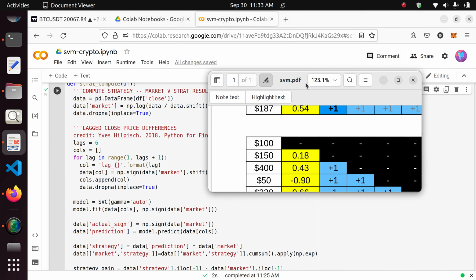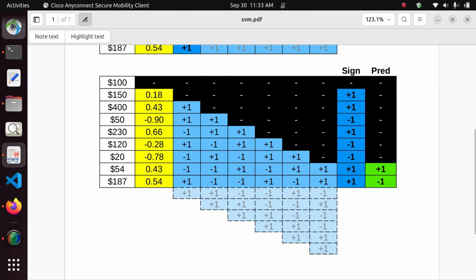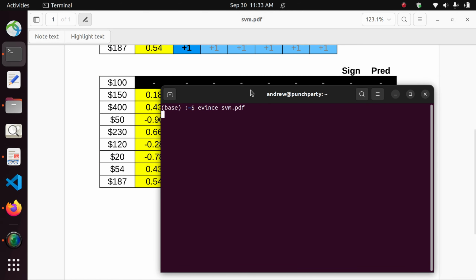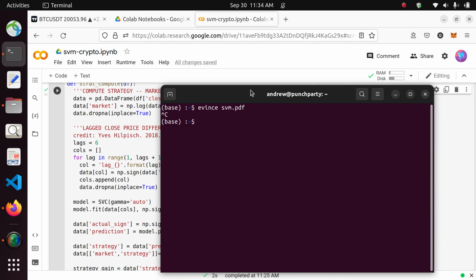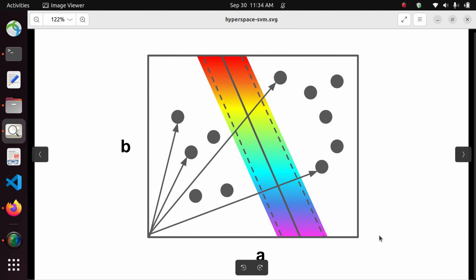Now, how do support vector machines really work? Are they actually a linear combination of coefficients? Well, I don't think so. They may be something a little bit more complicated, which I will show here. This is a drawing I made, which I think explains the concept quite nicely.